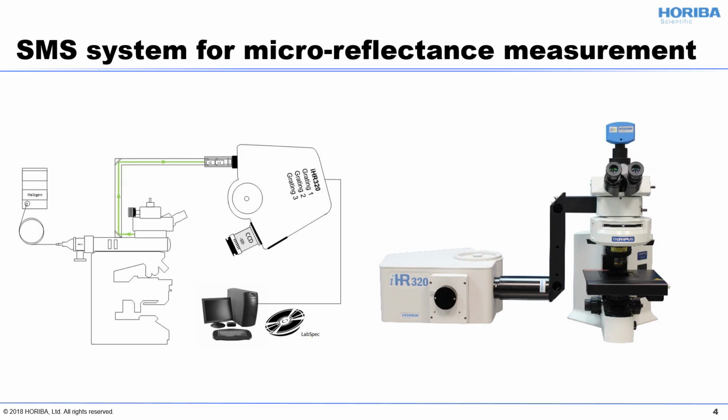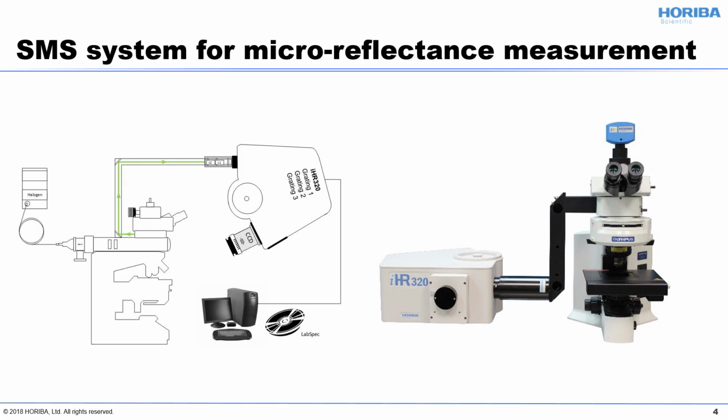So in this experiment, we use our standard microscope spectrometer to do the experiment. The left one shows our schematic setup. We use a halogen light source, which covers 400 nanometers to 1000 nanometers. It's coupled by a multimode fiber. The core size is around 10 micron.